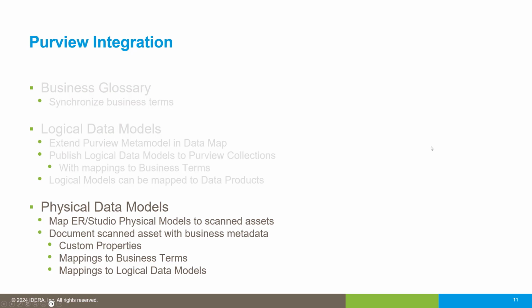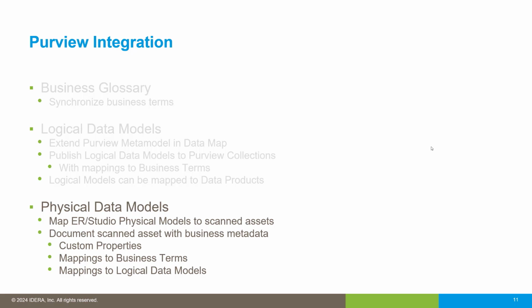So next we're going to look at physical data models. With physical data models, Purview is going to be the system of record. So you can set it up to scan data assets as a one-off or a regular basis. So it's always got the up-to-date view of the data assets.